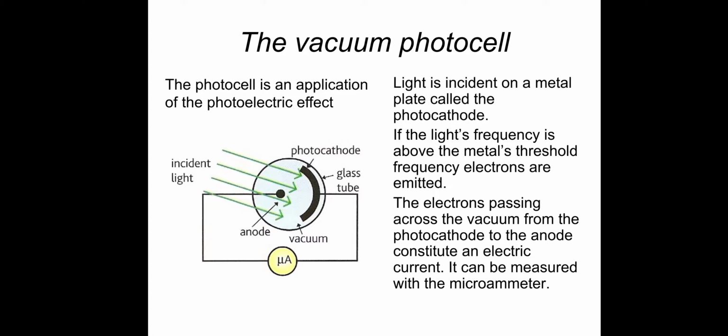with a microammeter. Remember, if the incident light is below the threshold frequency, then no electrons will be emitted. And it doesn't matter how much light you shine on the photocathode, nothing would happen. It has to be the threshold frequency, because remember from last lesson, only one individual photon can interact with one electron.